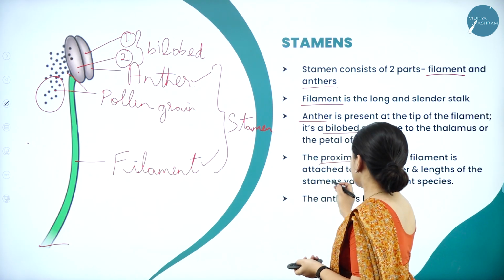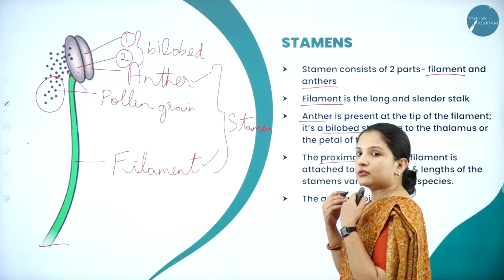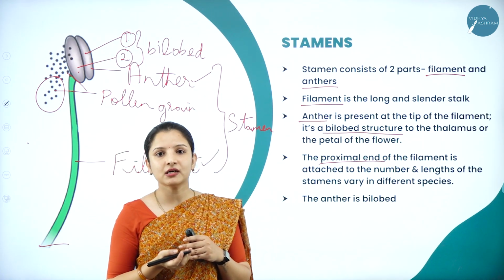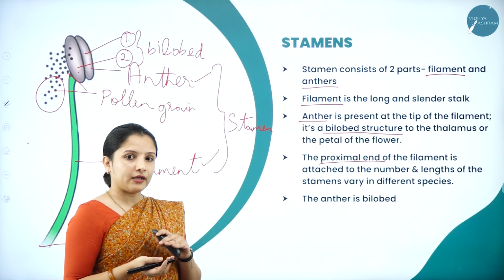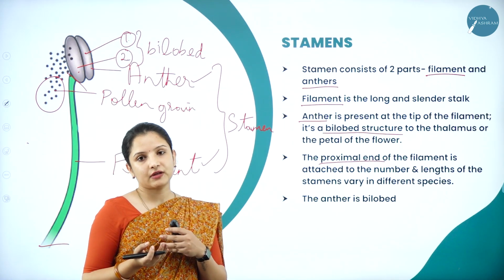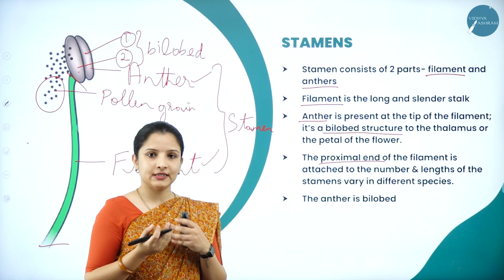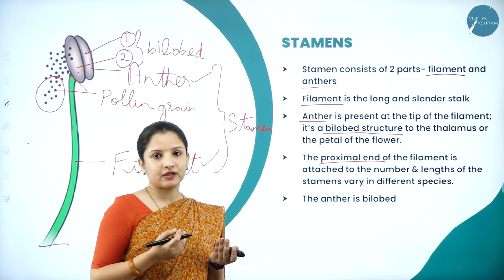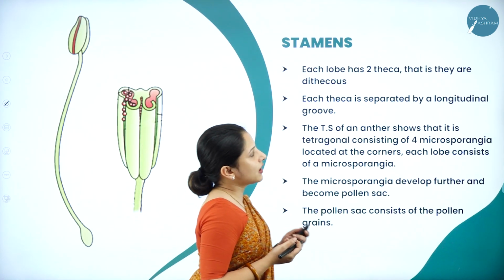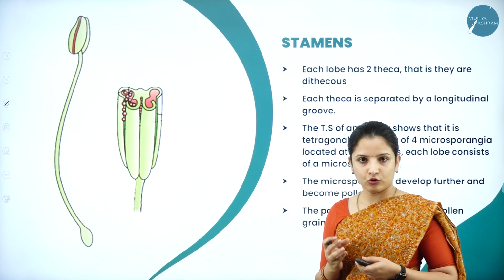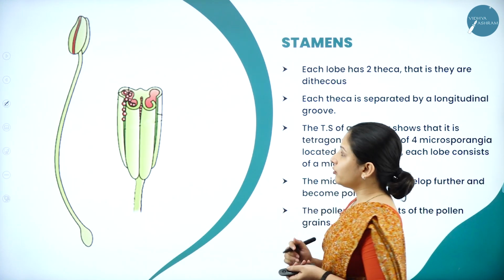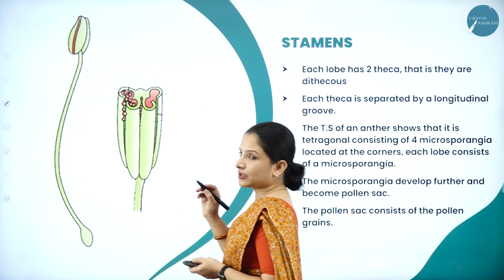That is why the anthers are different. When you see the flower, the stamen or the anthers are different. Why? Because in one flower, the anthers may be just 2. In another flower, the anthers may be 4 or 6, like that. And the length of the filament of the anther also varies. So next, I told you an anther is bilobed. So it is also called theca. Each lobe of an anther has theca.